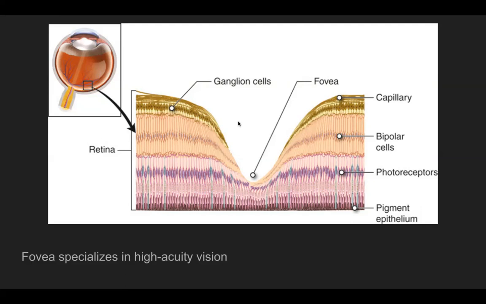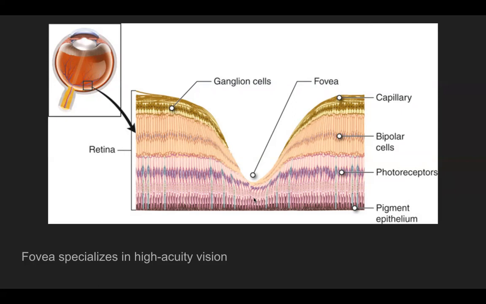But the really cool thing here is that the ganglion cells and the bipolar cells move out of the way so that light can directly go to the photoreceptors and not have to find its way through all these cells. And that is one really important piece to the fovea, and one reason why it allows us to have such high acuity vision here is because the light can directly hit the photoreceptors. And again, these photoreceptors down here are only cones. There are no rods seen here.